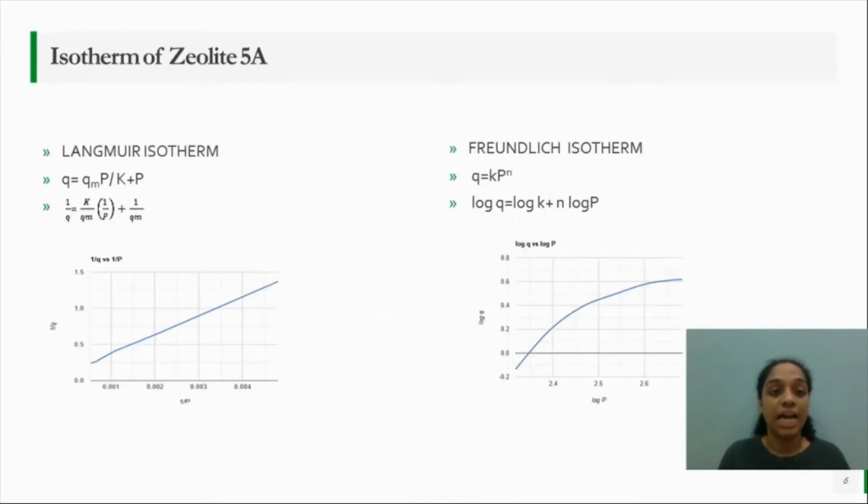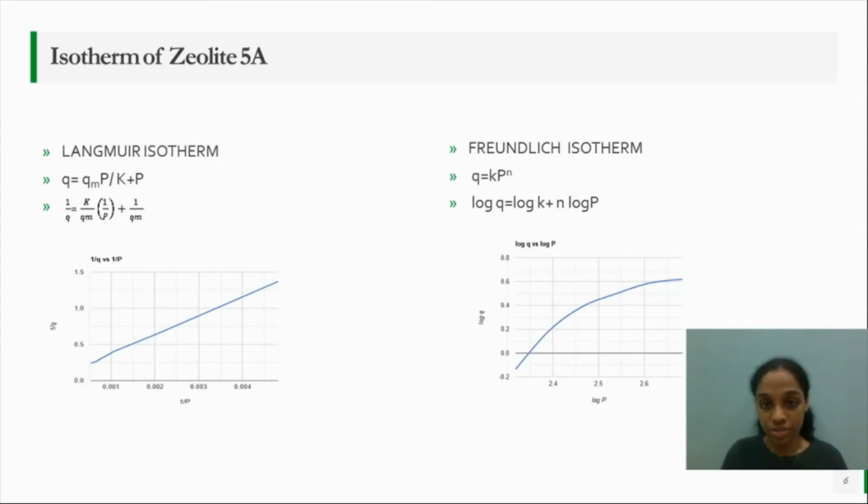Now moving on to the isotherm of the chosen adsorbent, which is zeolite 5A. First up, the Langmuir isotherm. The equation used here is Q = QmP / (K + P), and its linear equation is shown right below. After plotting the linear equation, we do obtain a straight line for the 1/Q versus 1/P graph, which means that zeolite 5A fits the Langmuir isotherm.